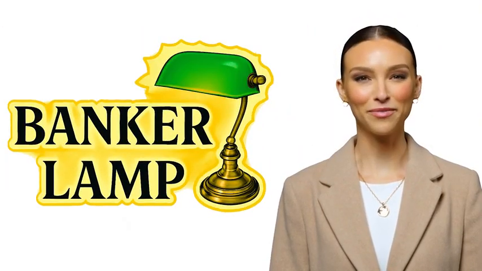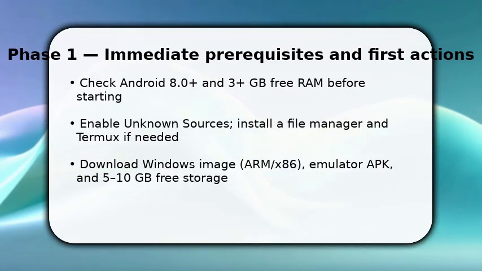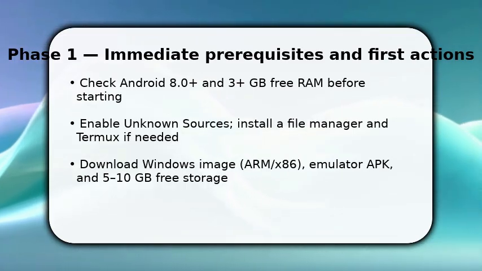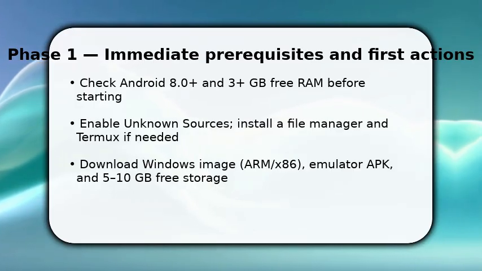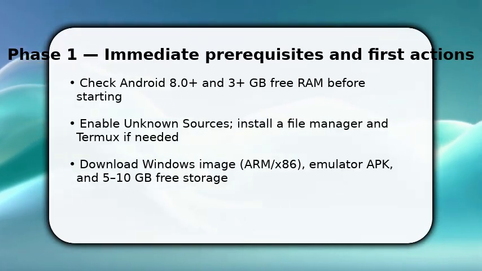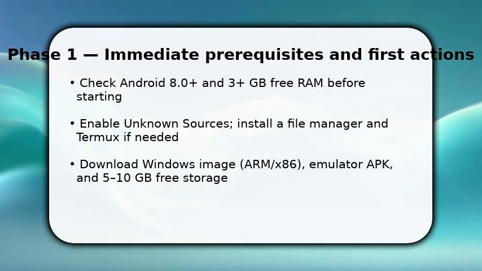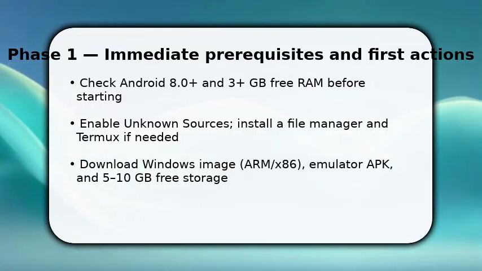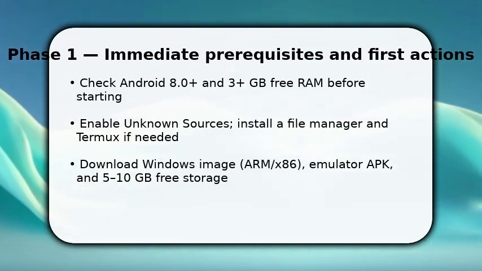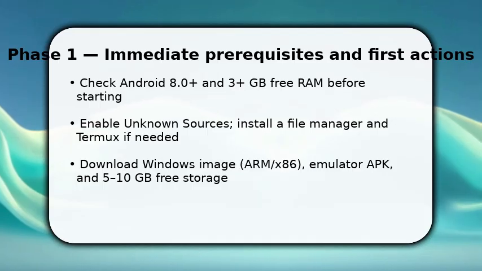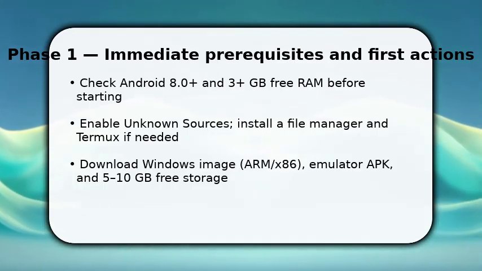You begin by preparing your phone and files. This is where success starts. First, confirm Android 8.0 or newer and at least 3 GB free RAM so the emulator runs. Once done, enable unknown sources and install a file manager and Termux to control installations. Next, download a compatible Windows image and the emulator APK. Make sure you have 510 GB free. You do these now so the middle steps are smooth and fast.